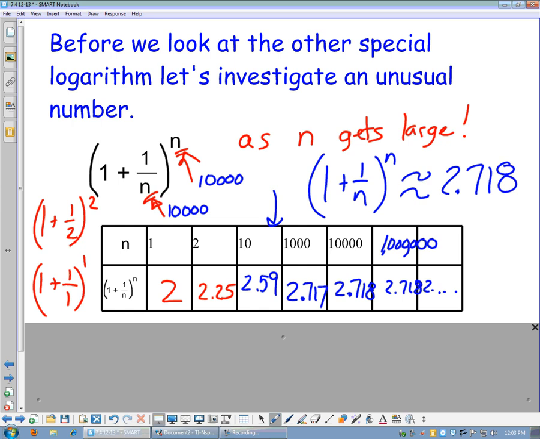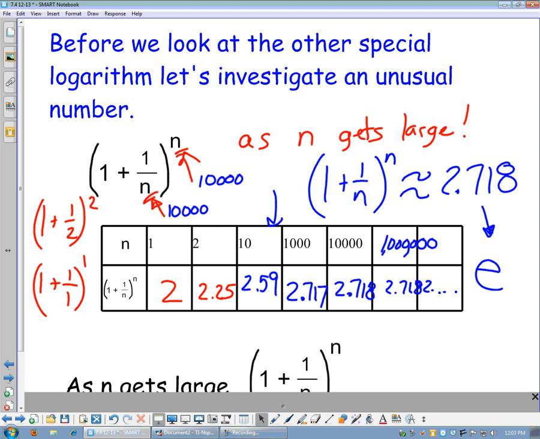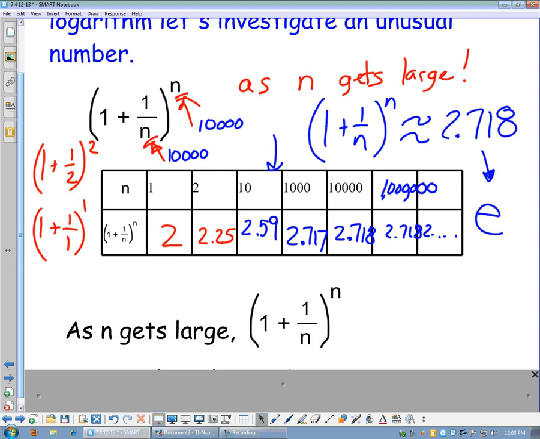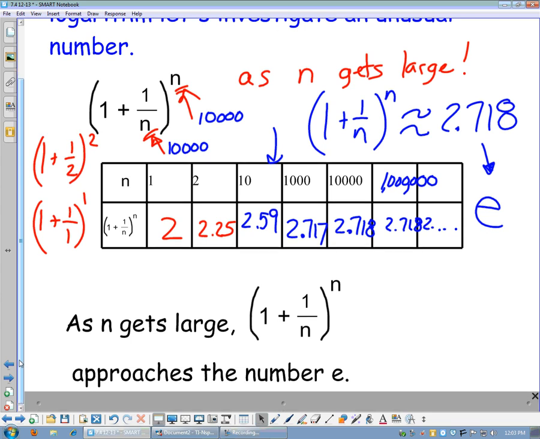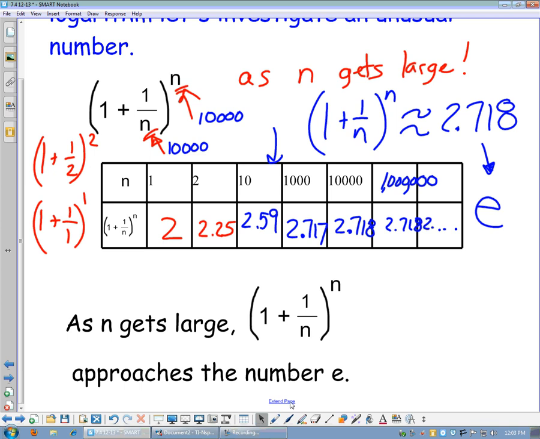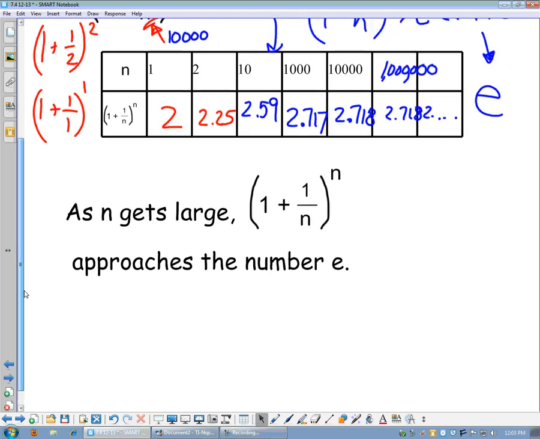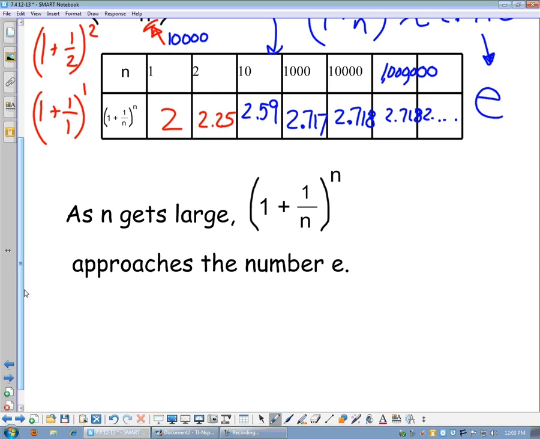That number is so special, so important that it actually gets a letter. It gets a name, and that name is the letter e. So this is now not just letter e, it's number e. So as n gets large, 1 plus 1 over n raised to the n is approaching the number e. And when you think of the number e, I want you to remember that it is approximately equal to 2.718. That makes it a special number, kind of like pi is approximately equal to 3.14. They are both irrational numbers, but they're both real numbers.